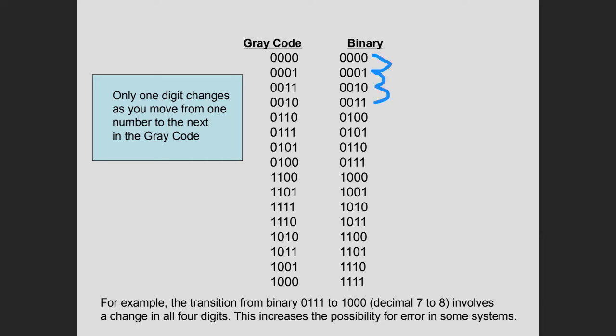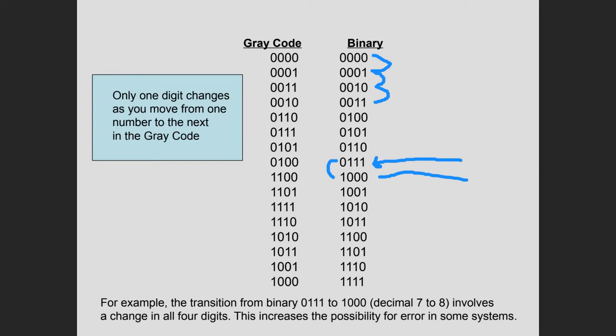The biggest one is right here. Now this is in binary, that's a 7. And this is the binary for 8. So when you go from 7 to 8, you're flipping all the bits. Anything that's a 1 becomes a 0. Anything that's a 0 becomes a 1, or vice versa. So you're changing all of them. Well, every time you change a bit, there's a small likelihood that something can go wrong.